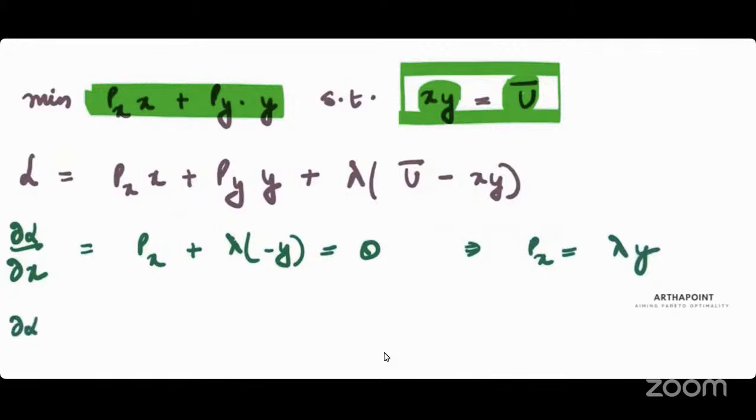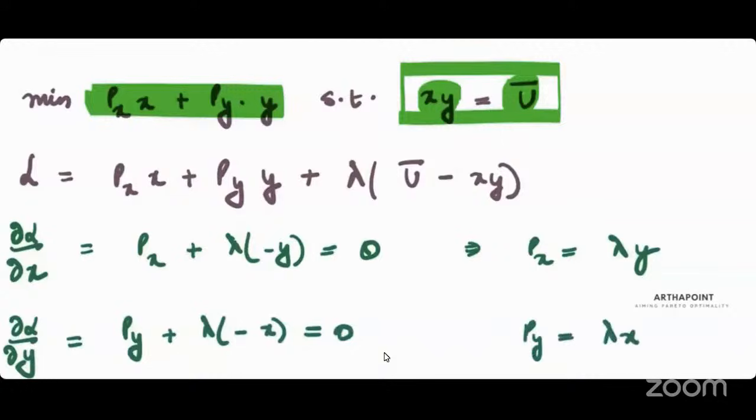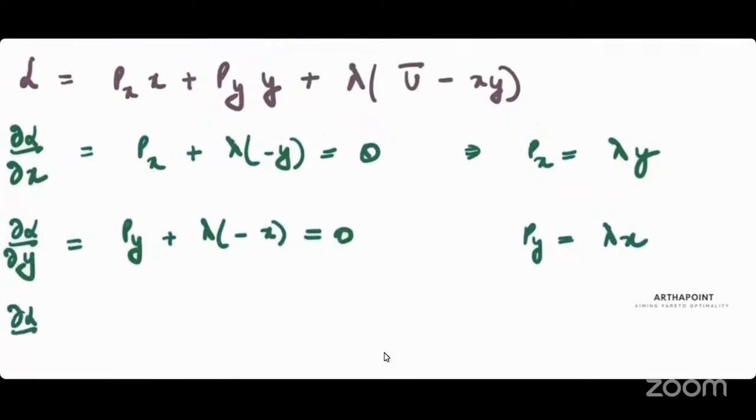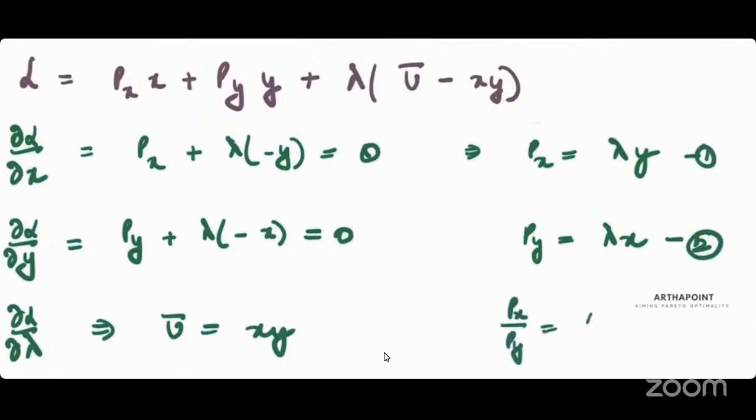I'll solve this Lagrange with respect to y. So I will get py plus lambda into minus x is equal to 0. So I will get py is equal to lambda into x. And then I will definitely solve it with respect to the multiplier. And I will simply get u bar is equal to xy. This is equation 1, equation 2. I will divide 1 by 2.